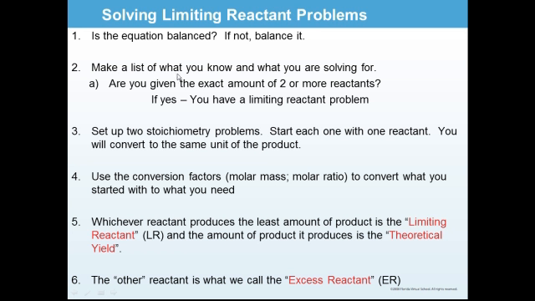And then we're going to make a list of what we know and what we're solving for. So far, same thing as what we've seen before. The difference is that we might be given the exact amount of 2 or more reactants. If you are, you have a limiting reactant problem. So if you have a specific amount of 2 reactants, what you're going to do is you're going to set up 2 different stoichiometry problems.